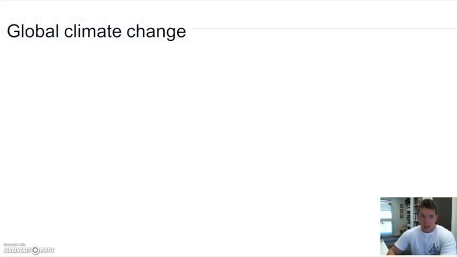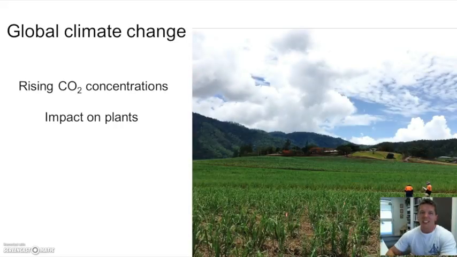So, as I'm sure many of you are already aware, our global climate is changing. Prior to the Industrial Revolution, atmospheric CO2 concentrations were stable for the previous 1,000 years. But now we're reaching concentrations of about 400 parts per million, and these concentrations are expected to be at least double what they were prior to the Industrial Revolution by the end of this century.